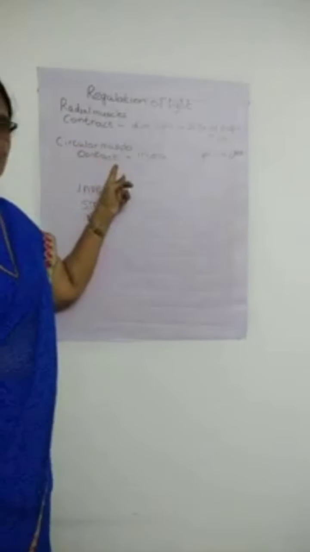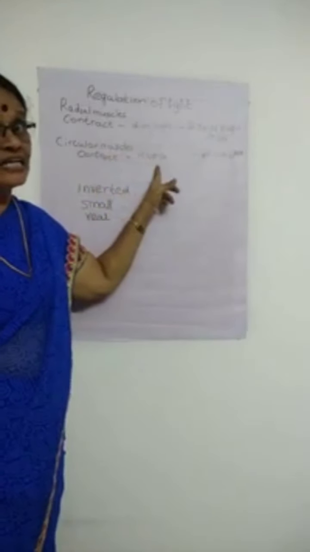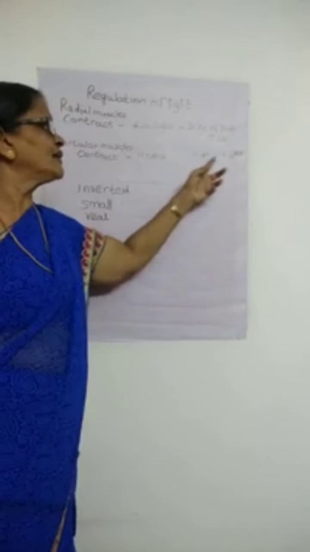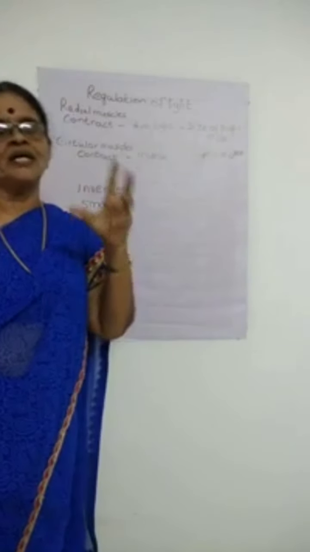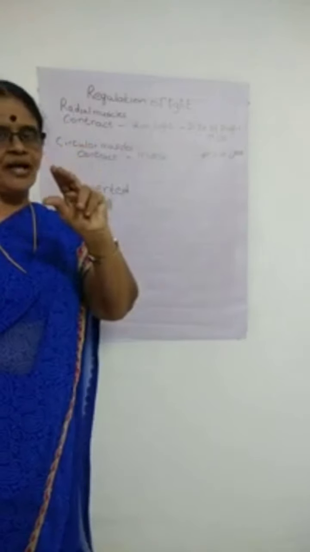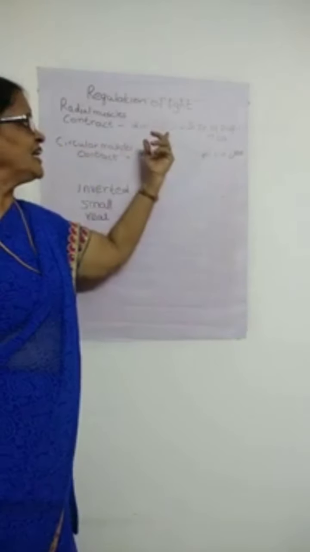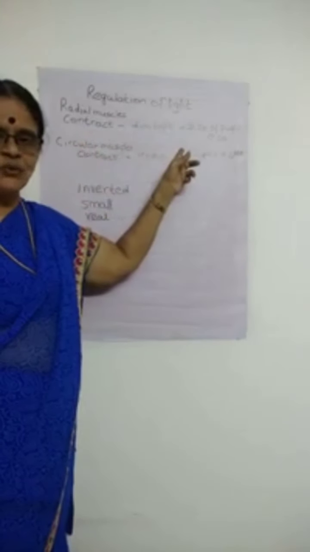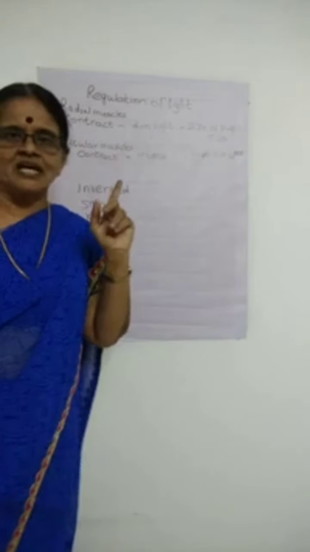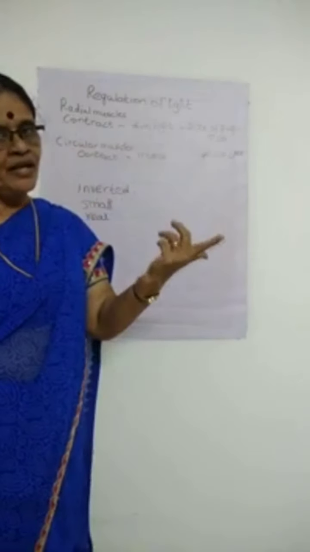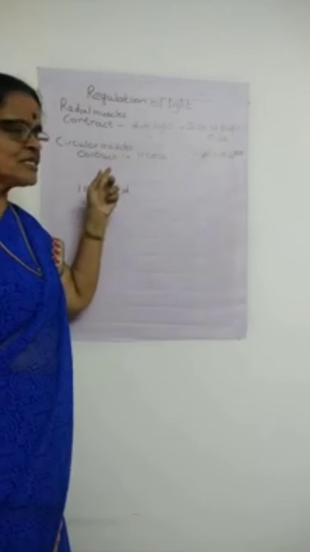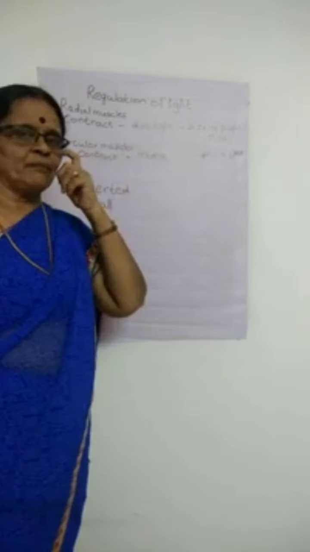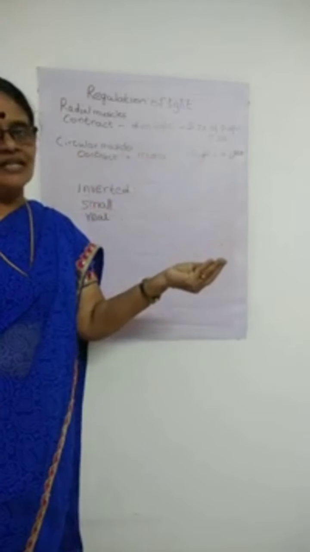Now when the circular muscle contracts, it is when there is intense light. Intense light means bright light. At that time what happens to the size of the pupil? The size of the pupil decreases. That is what we said, dilating and constricting. When the radial muscles contract, it is during dim light, and the size of the pupil increases. When the circular muscle contracts, in bright light, the pupil size decreases.